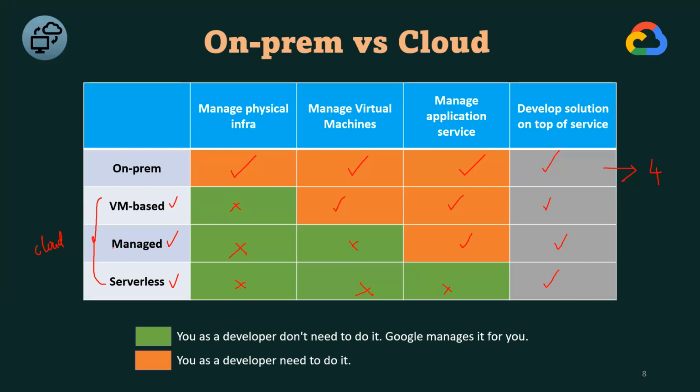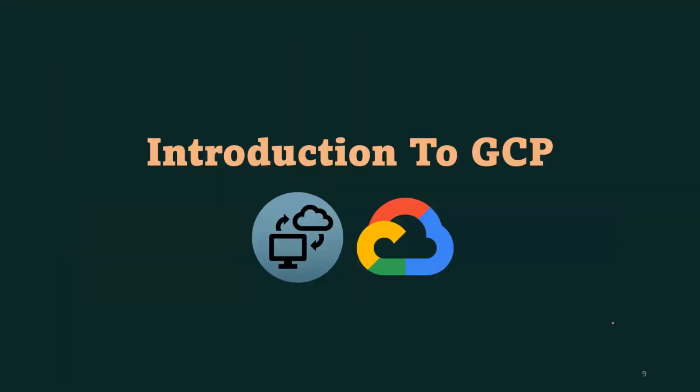But when you go to managed services, you don't need to worry about the physical infrastructure and virtual machines. You have to manage the application and development. In serverless, you don't need to worry about any of the infrastructure details. You just have to focus on the development only. So this is how the cloud focus is, that you don't need to worry about the infrastructure. We will take care of it. So that is the moral of cloud computing. Okay. So this is how the difference is. We will see this in our upcoming sessions as well.